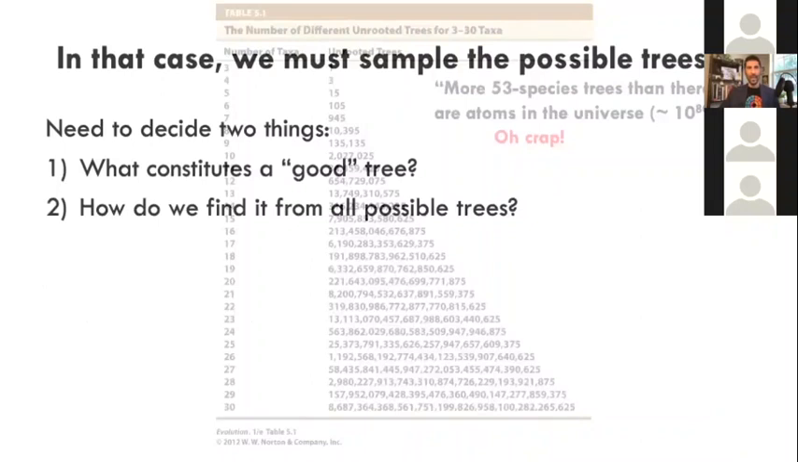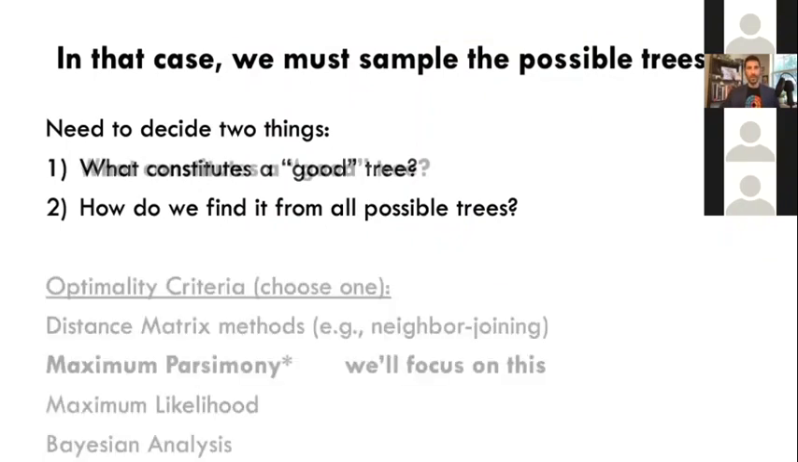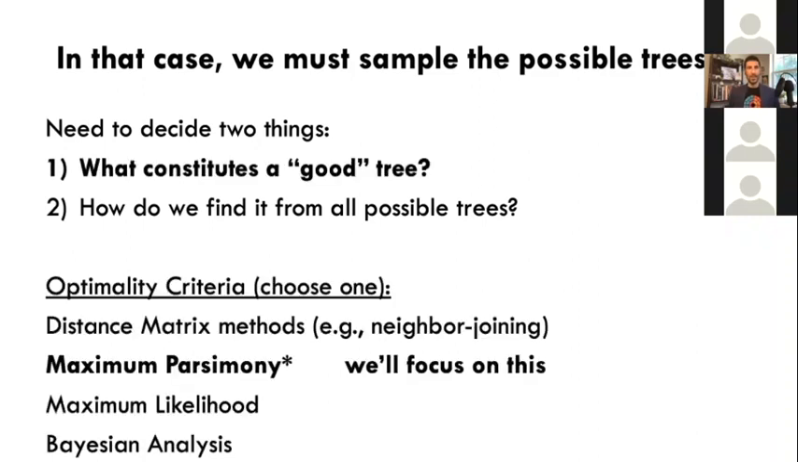So in that case, we have to sample the trees. We have to look at the good trees, if you will. So the question is, what constitutes a good tree, and how do we find it from all the possible trees? Well, today we're not going to go too in-depth in this topic. We're going to keep it high level, but a method that's been used a lot in the past is called maximum parsimony. So we'll use this because it's a good teaching example. Just note that we don't really use this anymore for various reasons.